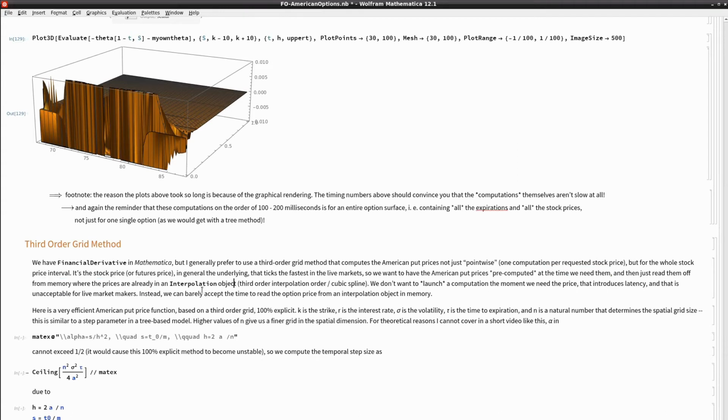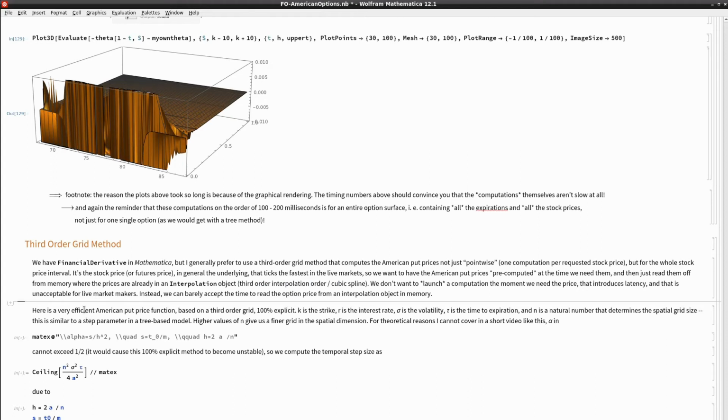And Mathematica uses third order interpolation by default. That is almost entirely equivalent to a cubic spline, right? So we don't want to launch the computation the moment we need it. We want to read it off from memory, and interpolation already gives us third order. For all practical purposes, it's a cubic spline that we get.